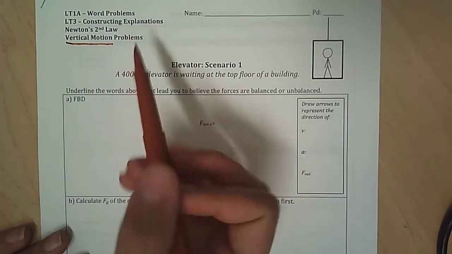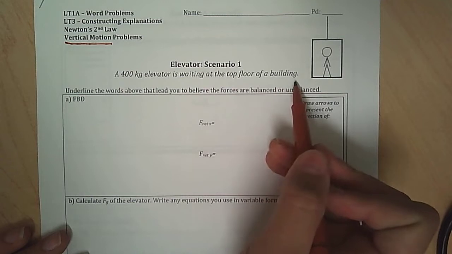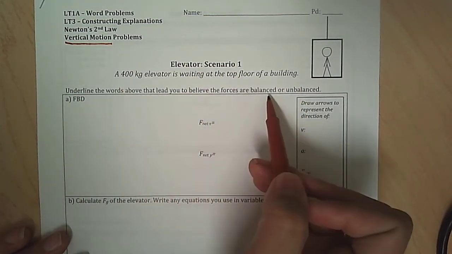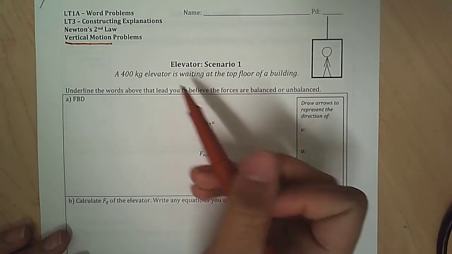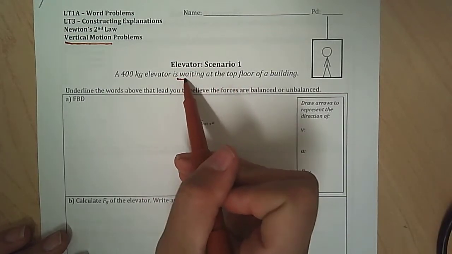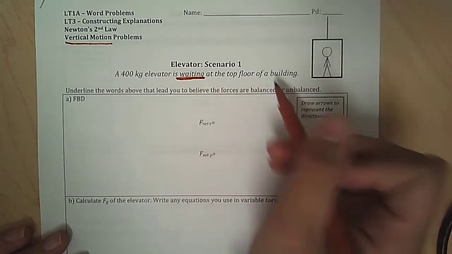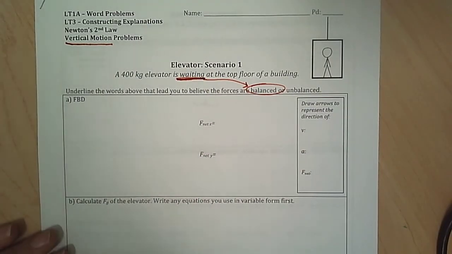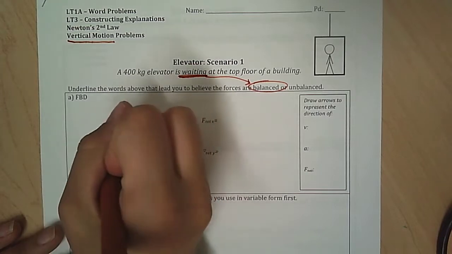And so it says a 400-kilogram elevator is waiting at the top floor of a building. Underline the words above that lead you to believe the forces are balanced or unbalanced. So I would circle or underline waiting because that tells me that it's balanced, right? We know things at rest have balanced forces. So let's go ahead and draw the free body diagram.